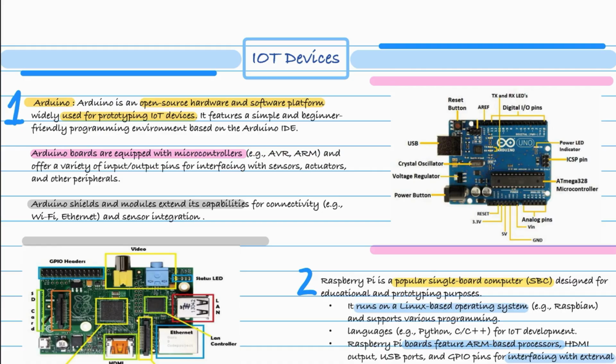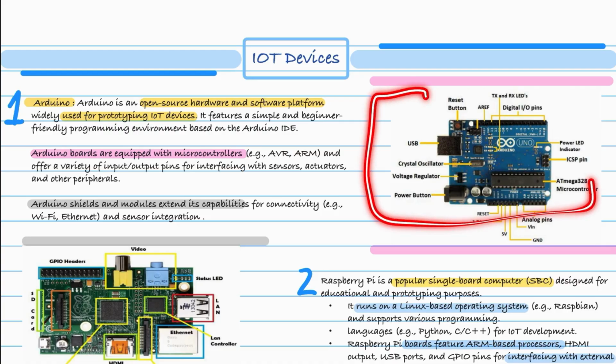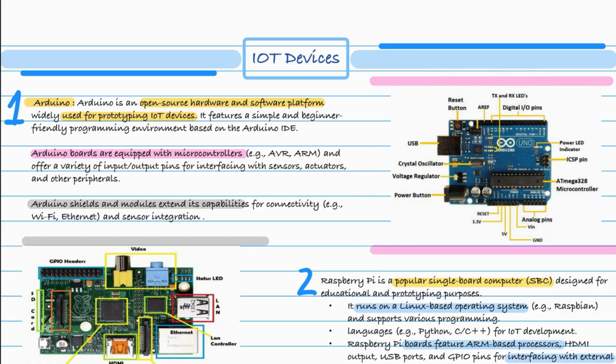Right. So let's talk about the very first kind of board, which is Arduino. It is an open source hardware and software platform which is used for prototyping IoT devices. It is a simple, highly accessible design which runs on an 8-bit or 32-bit AVR or ARM controller chip. It runs on bare metal, meaning it has no operating system. What you do is write code on the beginner-friendly Arduino IDE using C or C++.